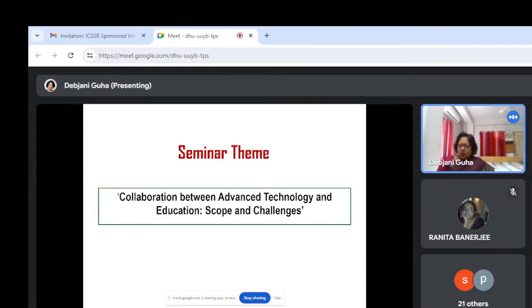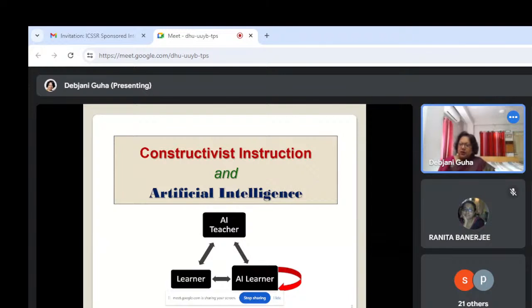Today's topic of my talk is constructivist instruction and artificial intelligence. Constructivism has emerged in recent years as a dominant paradigm in education. We all know that it is a philosophy of learning and also a philosophy of teaching. It describes how one comes to know, basically on the basis of previous learning, previous experience, previous knowledge. Basically, it emphasizes how individuals actively construct their knowledge, understanding, beliefs, and concepts.